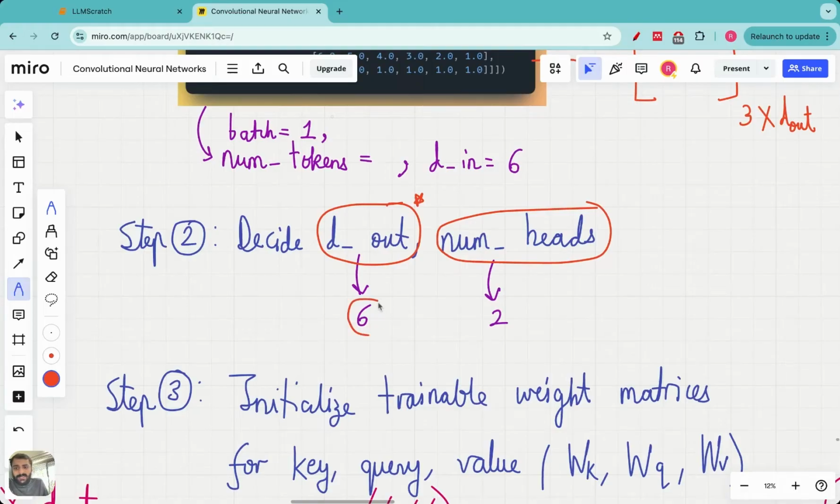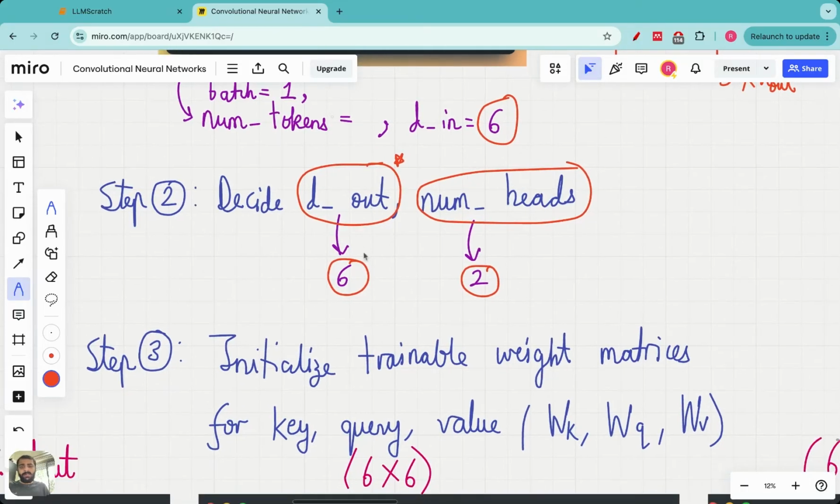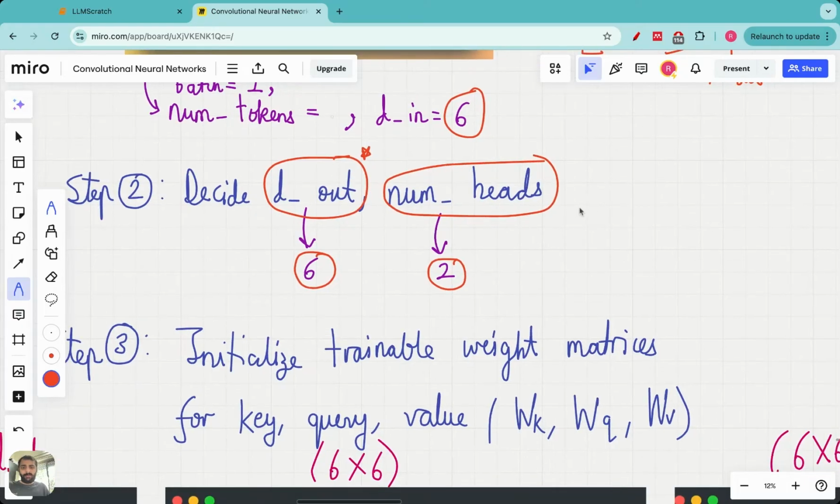So now I am deciding that d_out will be equal to 6, which is same as d_in. This is typically done in GPT based models. The d_in and the d_out are the same. Second thing we also have to decide is how many attention heads do we want to have. So I have decided that we are having two attention heads right now. In GPT, the number of attention heads are 96 and the d_out is also pretty large. But exactly what we are doing right now can be scaled to a larger d_out and larger number of heads. Okay. So I'm using d_out equal to 6 and number of heads equal to 2.